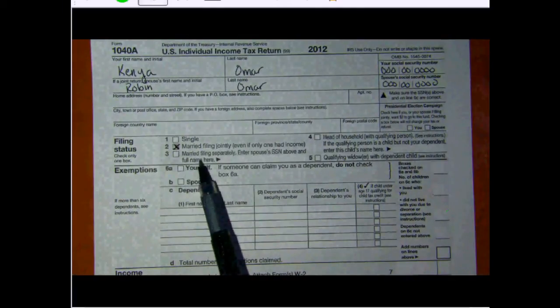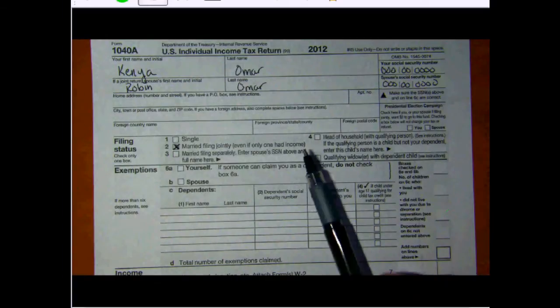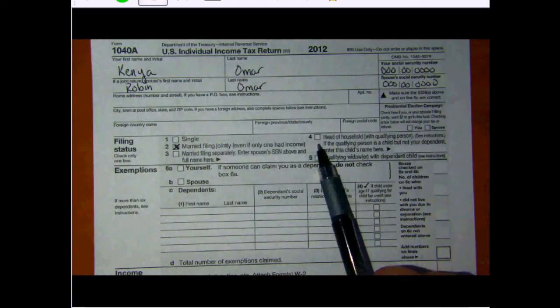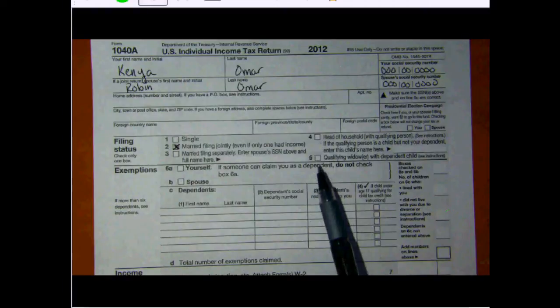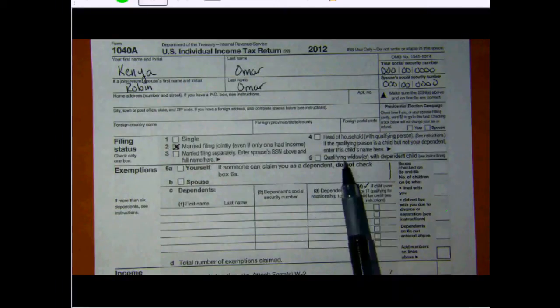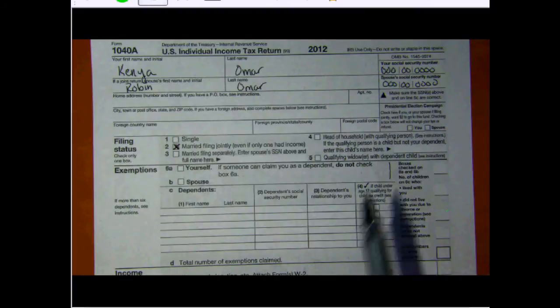Again, married filing separately is when two people don't file together for whatever reason. Head of household is if you're unmarried but you have dependents. And qualifying widow or widower is when your spouse has passed away.